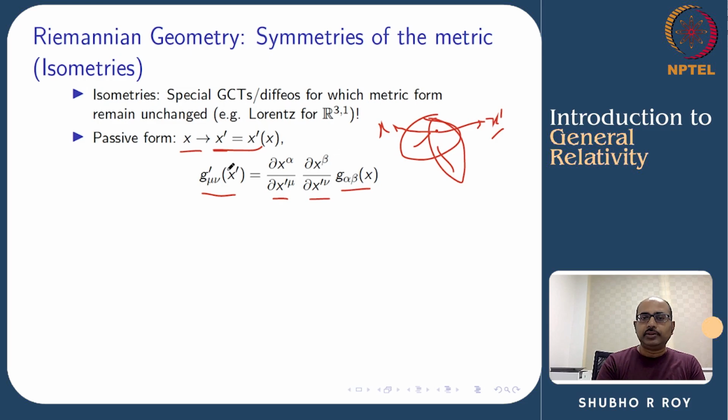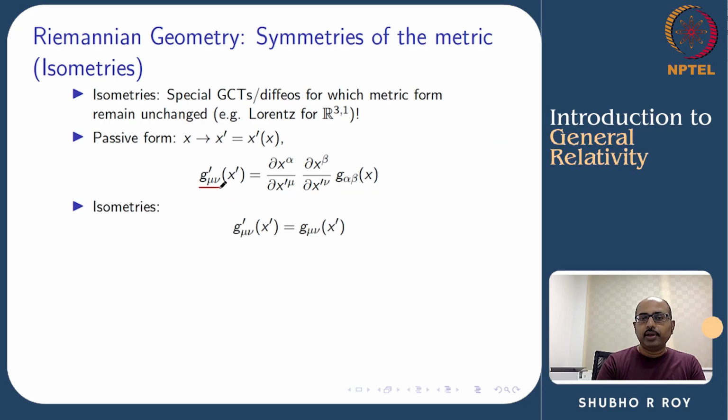Now, this is true for the case of a general coordinate transformation. In order for this to be an isometry, the form of the metric must be the same as before. That is, g prime mu nu of x prime is the same as g mu nu of x prime. So the coordinate of the point has changed, but the form of the metric has not changed. It is the same function.